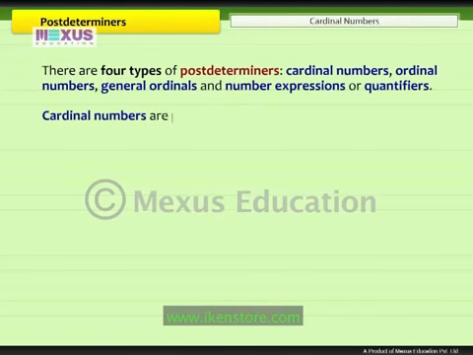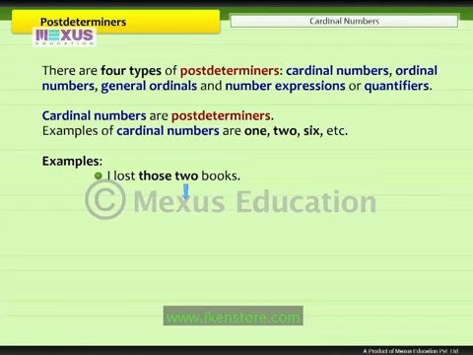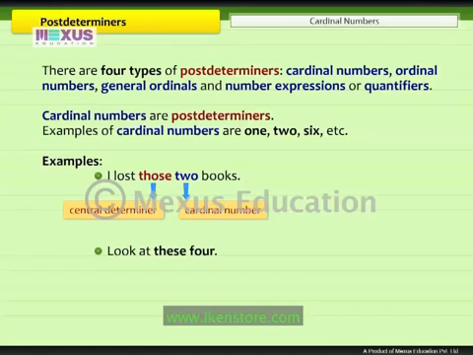Cardinal numbers are postdeterminers. Examples of cardinal numbers are 1, 2, 6, etc. Look at the following examples. I lost those two books. The cardinal number 2 is a postdeterminer. It occurs after the central determiner, those. Read the next example. Look at these four. The cardinal number 4 is a postdeterminer. It occurs after the central determiner, these.